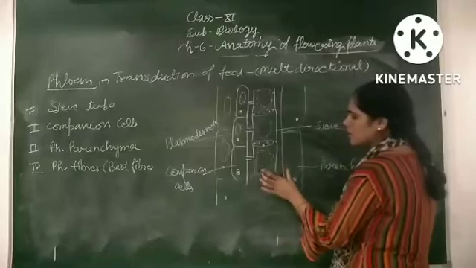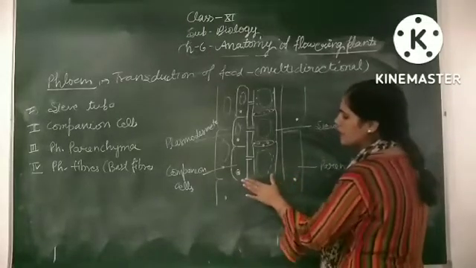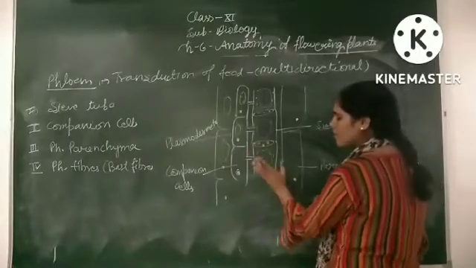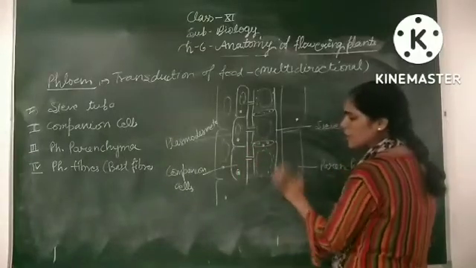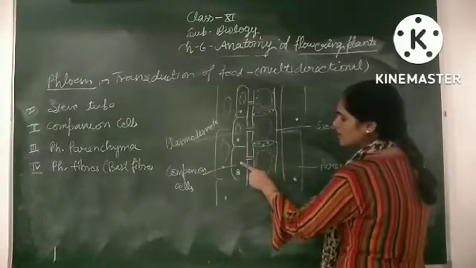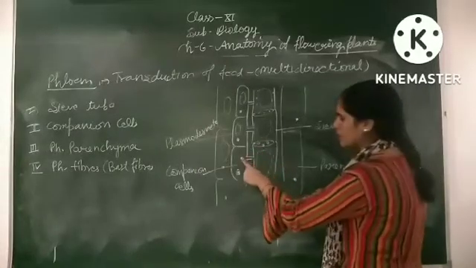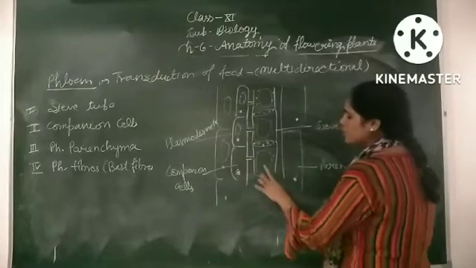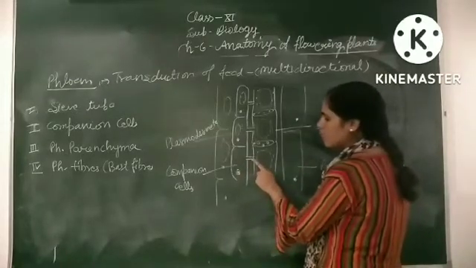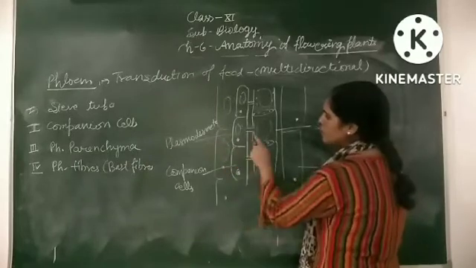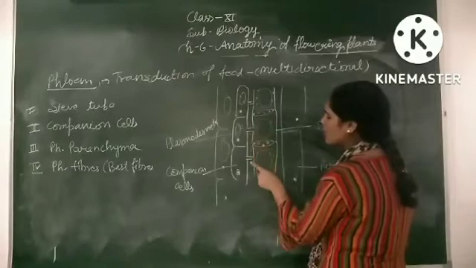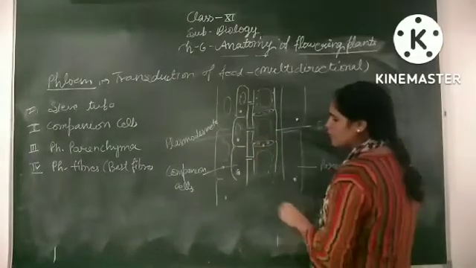Second is the companion cell. The companion cell is found adjacent to each and every sieve cell. So with each sieve cell there is a companion cell attached. Both cells, sieve cells and companion cells, are connected with the help of a pore known as plasmodesmata. Each companion cell is connected to the sieve cell with the help of plasmodesmata.